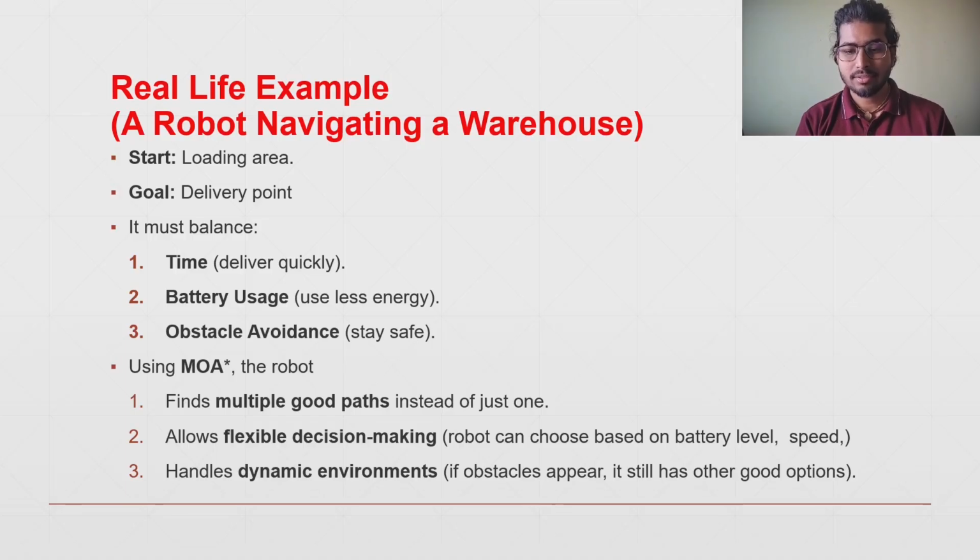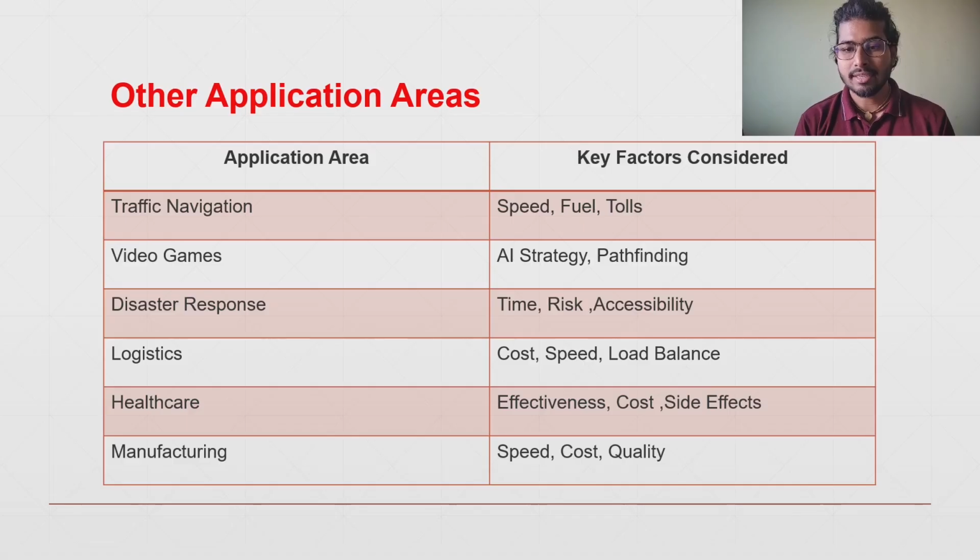For example, if it is running on a low battery, then it might try to optimize for the battery. Additionally, in real life scenarios, the environment might change over time. For example, there might be some obstacles in its regular path, so it can adapt to that as well. So here I gave some other real life examples and their objectives we might want to optimize the problem for, like traffic navigation, video games, disaster response, logistics, healthcare, etc.